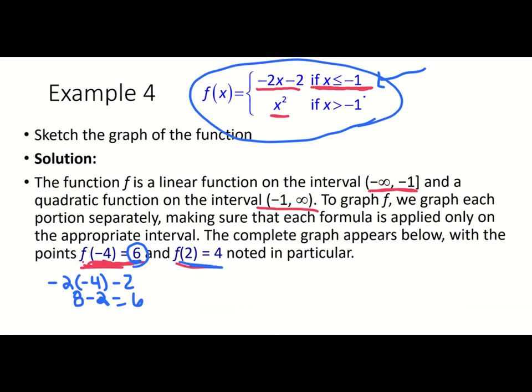f of 2 equals 4. 2, all right, is a number that's greater than negative 1. So when I go to plug this one into one of my two equations, I have to choose the x squared because that's where it fits in the inequality. So now that means if I did f of 2, it would be 2 to the second power, which gives us our 4.